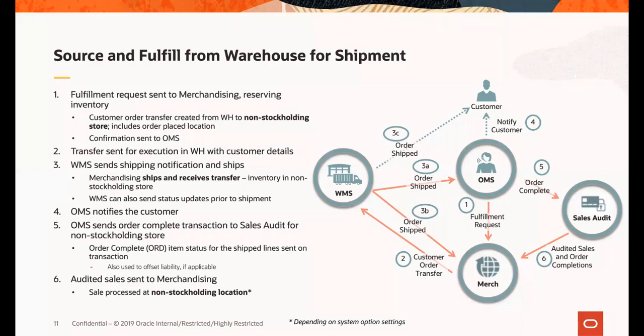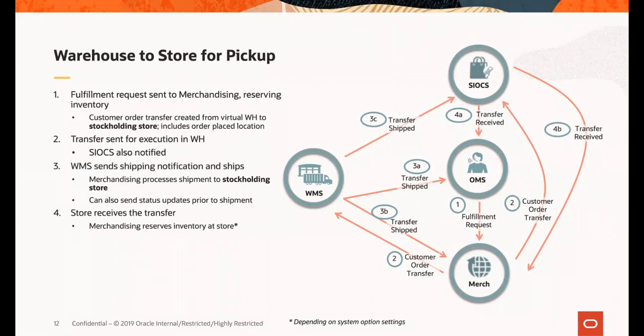All right, then the next scenario is where the warehouse is going to ship it to a physical store, and then the customer is going to pick it up. This is one that we sometimes refer to as a two-legged customer order fulfillment, like I mentioned earlier. So it starts again in the same place. Order management has brokered the order and determined that's how it's going to be fulfilled. They'll send the fulfillment request to merchandising, and again, a customer order transfer is created, and that's how the inventory is reserved at the warehouse for that order.